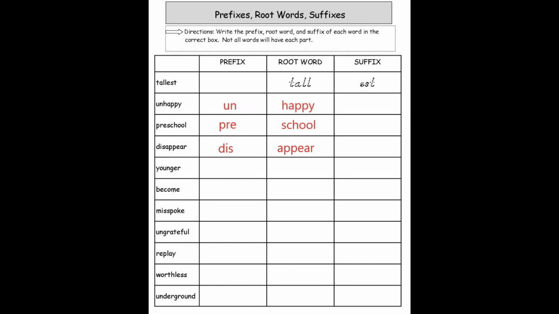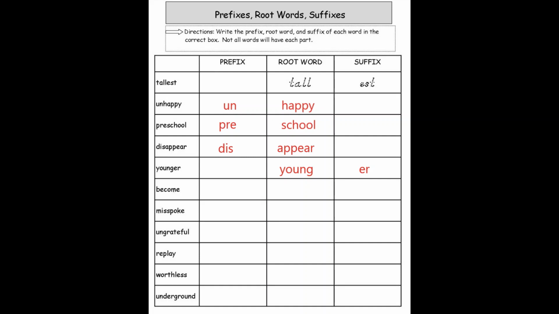Okay, looking at younger. For younger, I want to find, again, what the root word is. So I know that the word young fits as the root word. And once again, I know that this word younger is going to have a suffix, er, and that'll be my answer for younger. So the root word for younger is young, and the suffix is er.